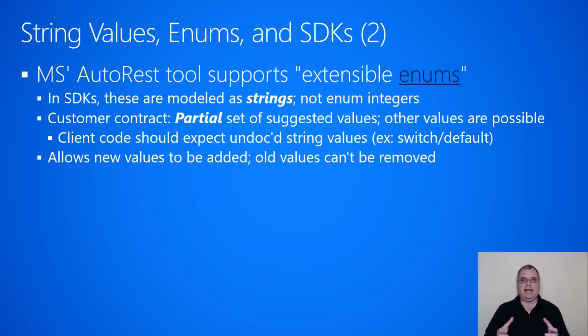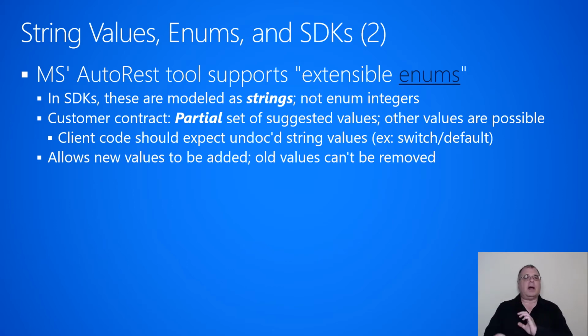In SDKs, what this means is the enums that are described in the OpenAPI specification are going to be modeled in programming languages as strings and will not be modeled as enum integers. Because they're really just strings, they now become easier to version.